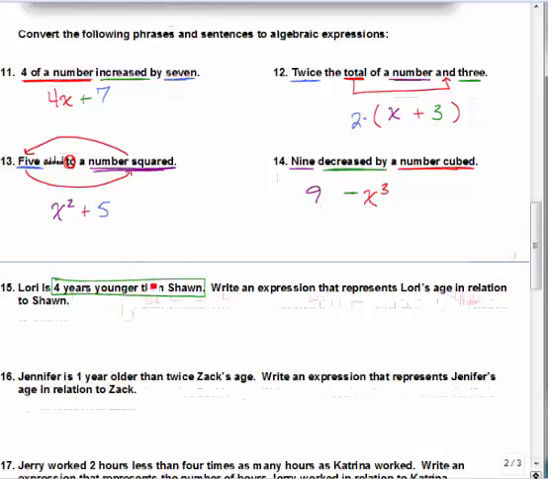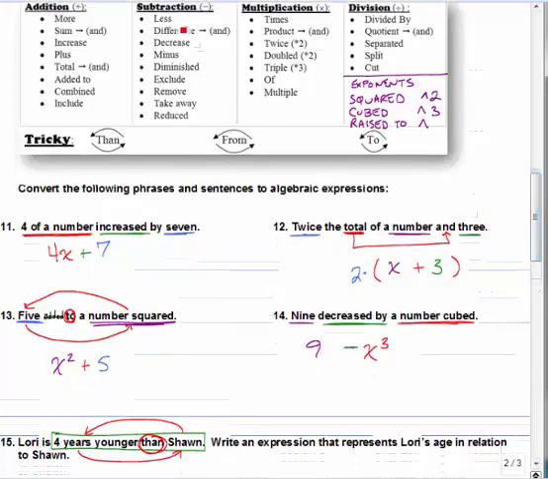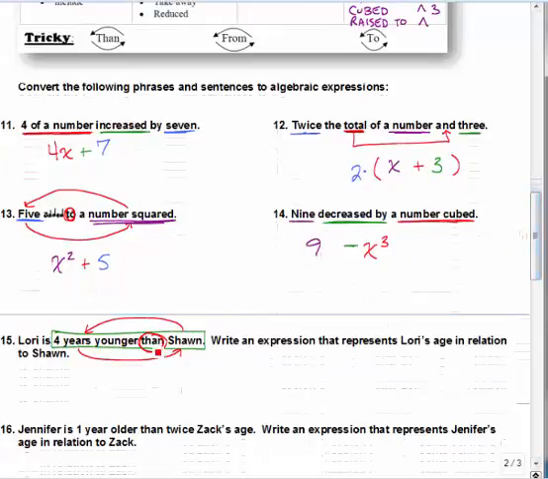Alright, so first of all, I got the word then. So that means I'm going to have to flip the 2 quantities. And younger is something that would suggest subtraction, like it's less, it's smaller. So it's just in context, so it's the same as saying less than. So 4 years less than Sean. Sean is unknown, because we're writing in relation to Sean, so Sean's going to become x. So we bring x to the front.